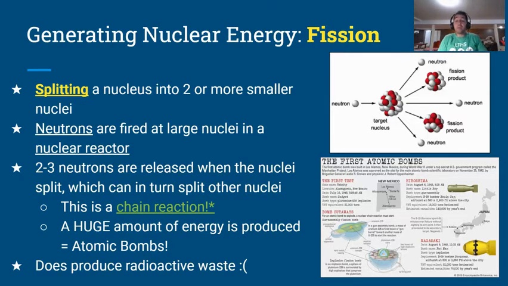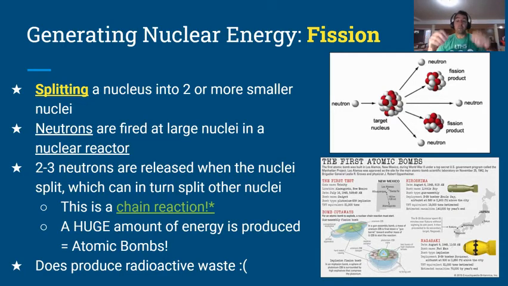Now, in order to do this, you need to basically fire neutrons at the nucleus to make the nucleus unstable, or more unstable usually. When you do that, the nucleus becomes too unstable and it is forced to break apart. When that happens, two or three neutrons are released when the nucleus splits, which can in turn split other nuclei.